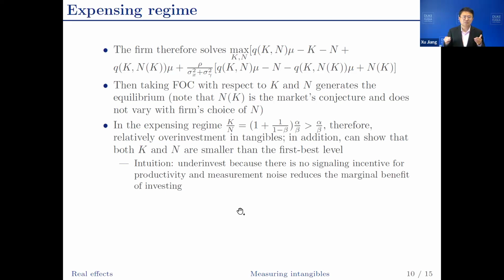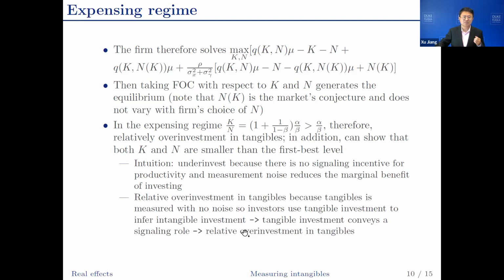The intuition for underinvestment comes from what we discussed in previous lessons. There is no private information about productivity, so there is no signaling incentive. And measurement noise reduces the marginal benefits of investing. Why is there a relative overinvestment in tangibles? Because tangibles are measured with no noise. So investors can observe tangibles. They're going to use tangible investment to infer intangible investment, which means tangible investment conveys a signaling role for intangible investment. That's why there is a relative overinvestment in tangibles.